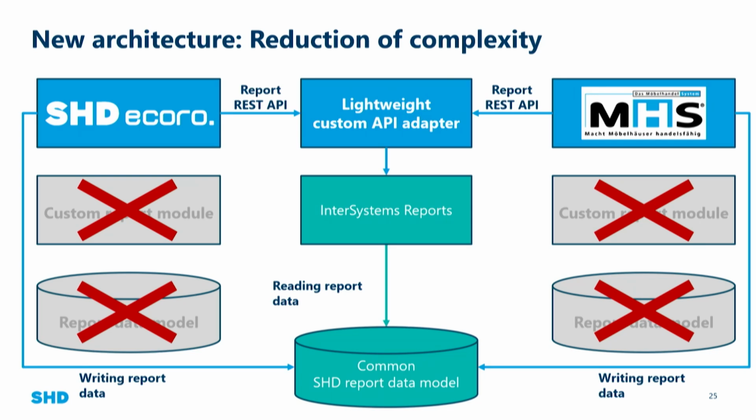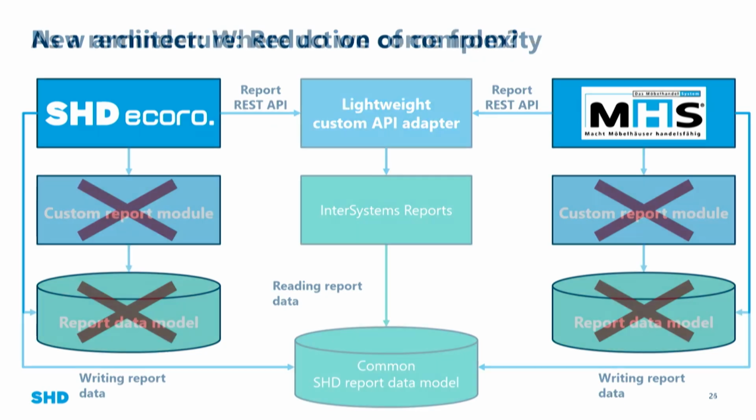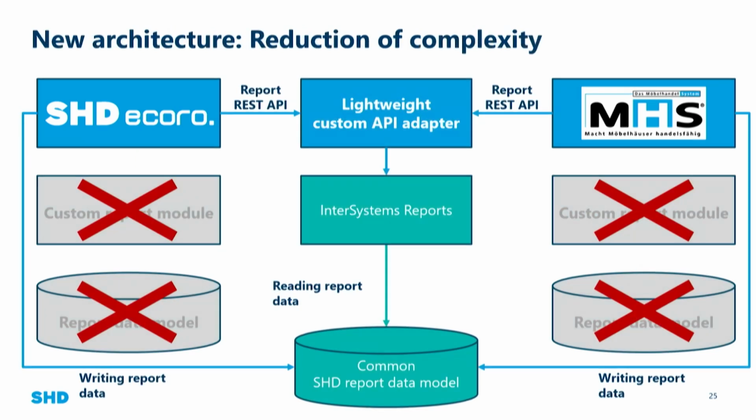So we have one common SHP report data model, and we have one custom report, or it's called custom report module. We eliminate the different things, and this has much advantage for us because it is, as I told you, less code and so on. But for us, it's a very big advantage in the migration story, because if a customer today is on MHS, he can already work with the reports he will use after the migration with SHD Coro. So one more thing which does not change with the migration.